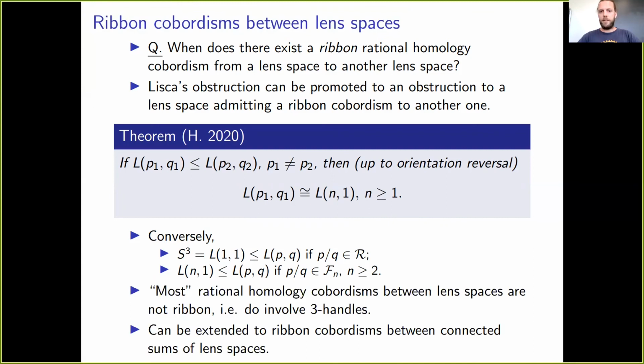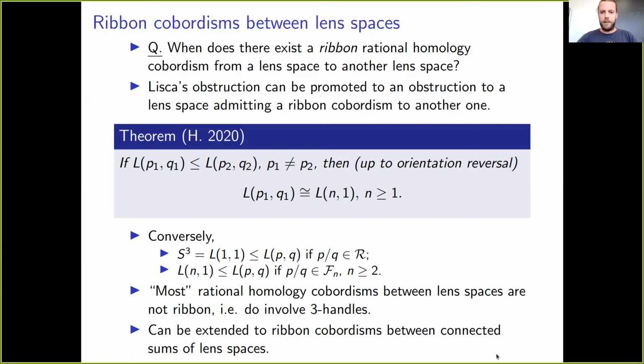One way of interpreting this, of course, is that most rational homology cobordisms between lens spaces are actually not ribbon, so they can't be realized by a cobordism that doesn't involve 3-handles. For example, take any two lens spaces that are rational homology cobordant to S3 but aren't S3 themselves. They are rational homology cobordant by Liska's work, but there isn't going to exist a ribbon rational homology cobordism from one to the other. And similarly in the case where we're looking at lens spaces that are rational homology cobordant to L(n,1).